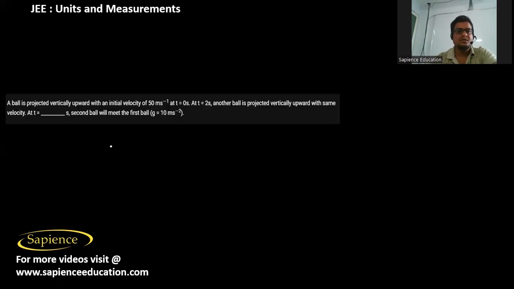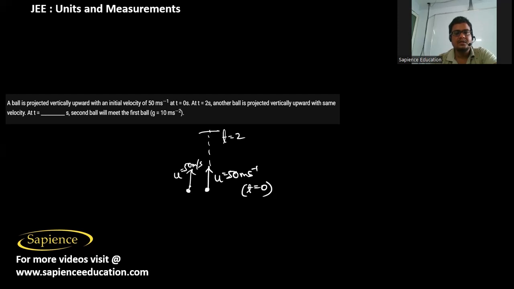And here it is told a ball is projected vertically upwards with an initial velocity u equal to 50 meter per second at t equal to 0. At t equal to 2 seconds, another ball is projected vertically upwards with the same velocity. So u equal to 50 meter per second. Another ball B is thrown at t equal to 2 seconds. At t equal to dash seconds, the second ball will meet the first ball.